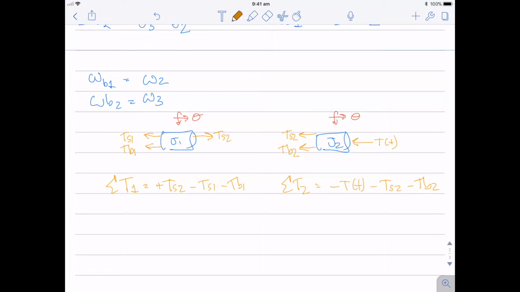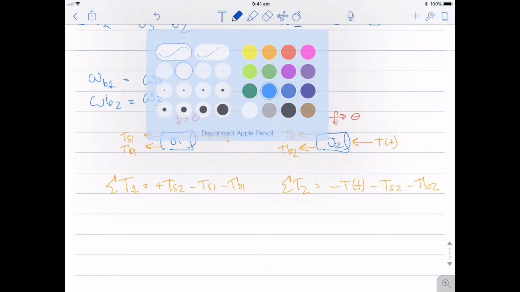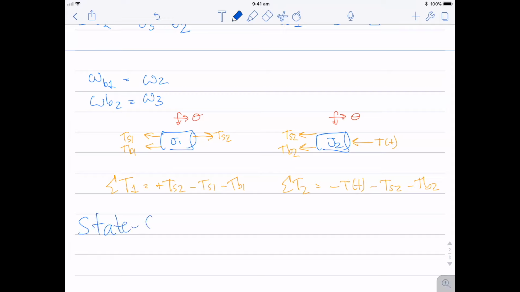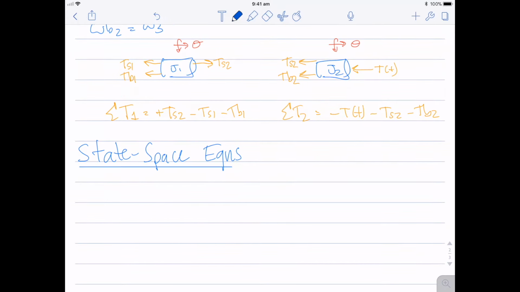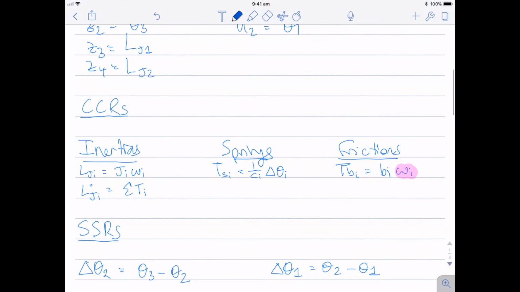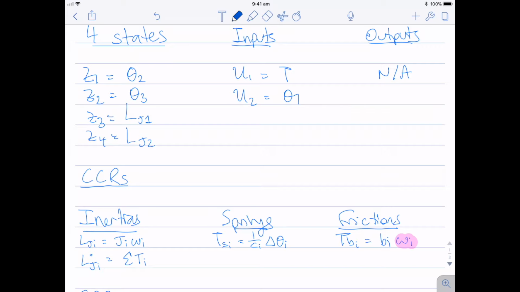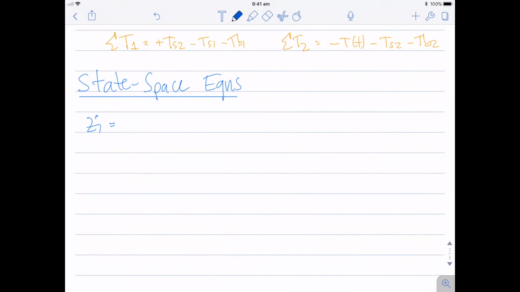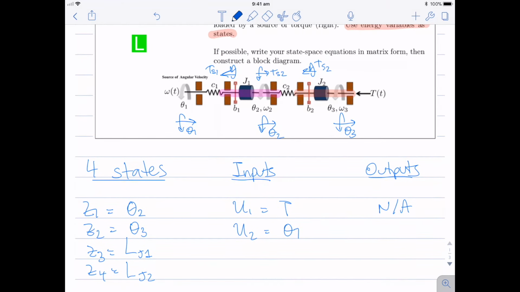Alright, we're up to state space equations. So remember, in this section we're looking for the derivative of every state in terms of the states, the inputs and constants. So Z1 dot. Well, my four states were theta 2, theta 3, LJ1 and LJ2. So Z1 dot is ddt of theta 2, which is omega 2, which, despite the terrible naming convention they've used in the question, omega 2 is the angular velocity of inertia J1.